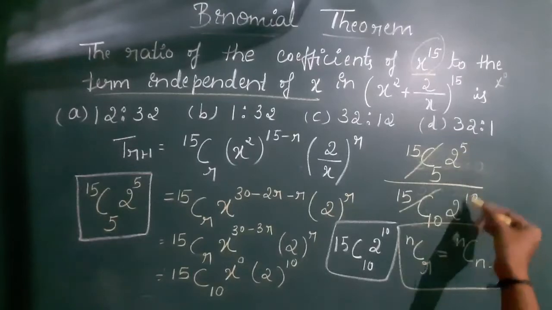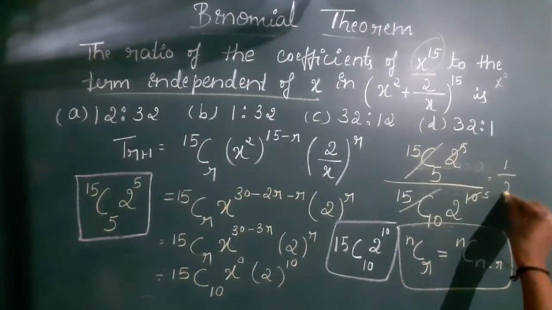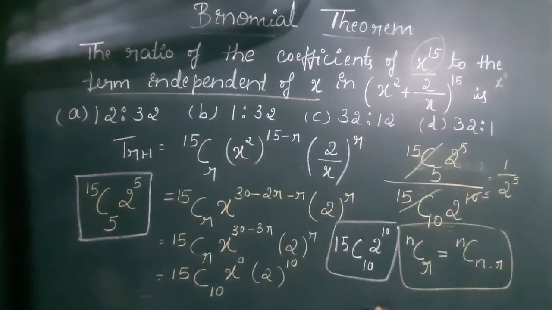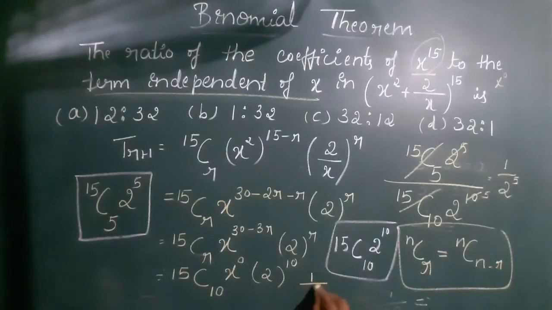2 to the power 5 and 2 to the power 10. So this will be 1 divided by 2 to the power 5, which is nothing but 1 divided by 32. So the ratio will be 1:32. So the answer is option B, 1:32. I hope you understood this problem.